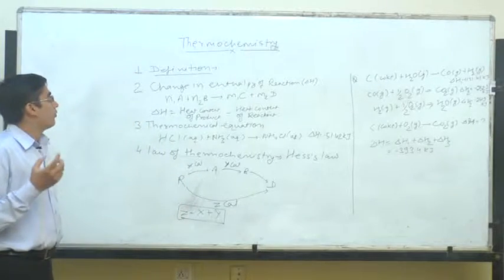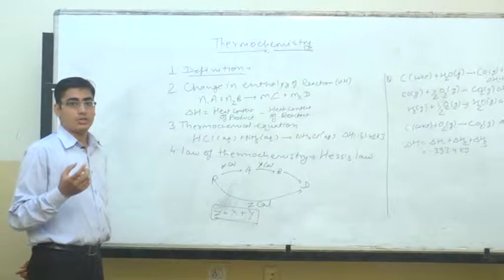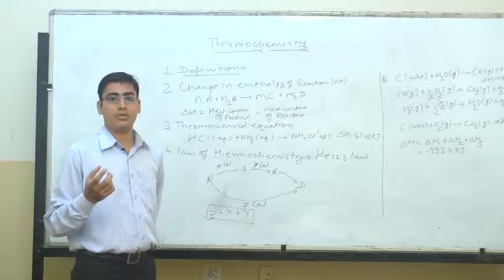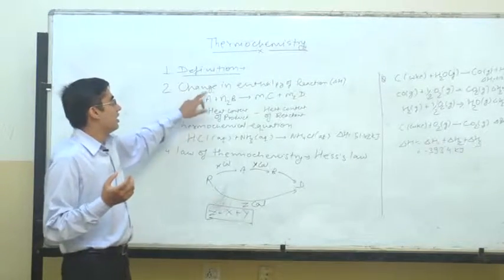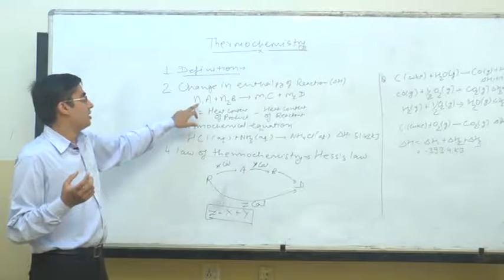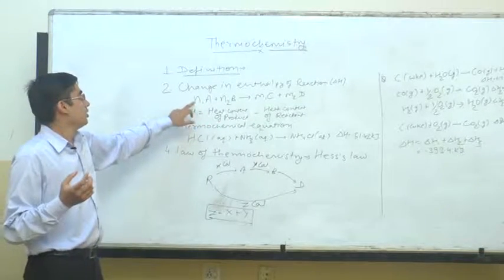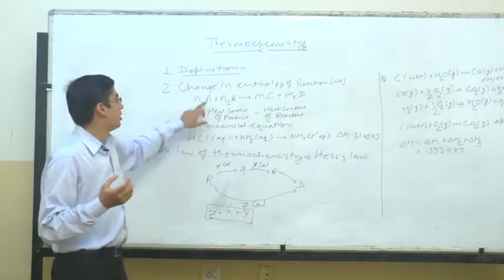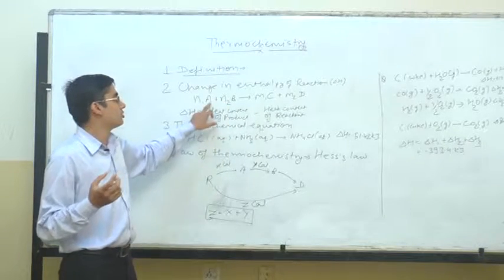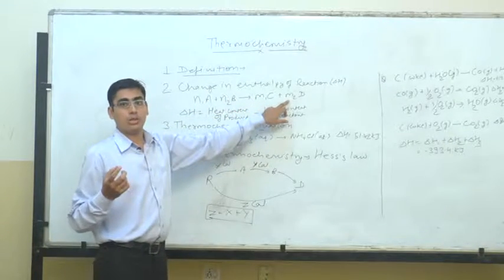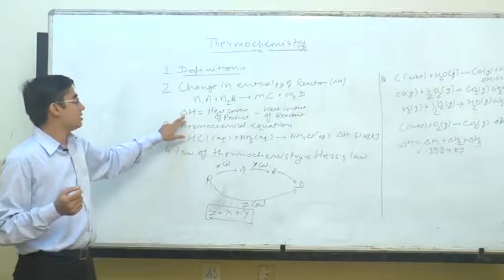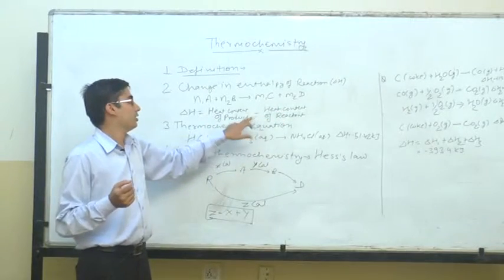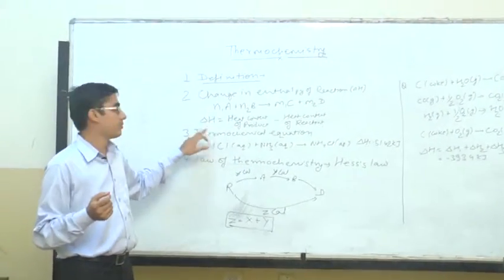Now, what is the change in enthalpy of a reaction? The heat released is measured as delta H, or enthalpy change. The change in enthalpy of a reaction can be calculated as follows. Suppose this is a reaction in which A and B are reactants and C and D are products, and N1 and N2 are the moles of the reactants, and M1 and M2 are also the moles of the products. Now, delta H is the difference between the heat content of the products and the heat content of the reactants.